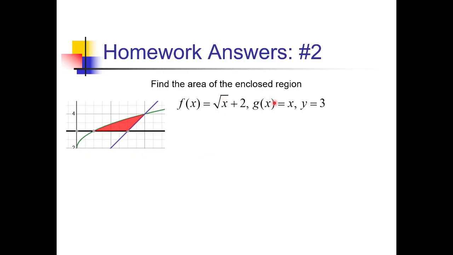I'm going to rewrite these in terms of y. So for this first one, to get x by itself, I would subtract 2 and square both sides. So this would be y minus 2 squared if I convert this f of x function into an f of y function. And for g, well, I can just say x equals y, basically f of y equals y. And then y equals 3 is still itself.